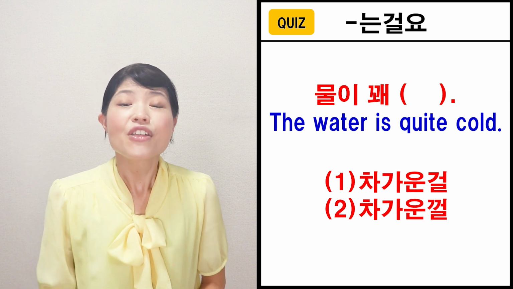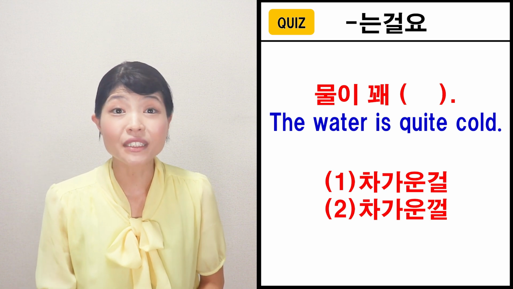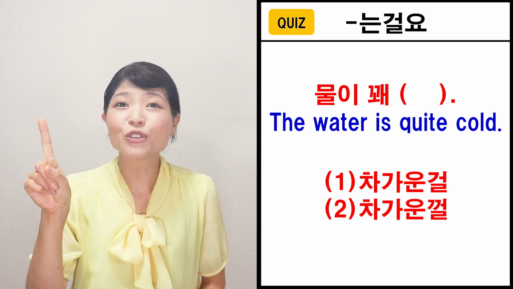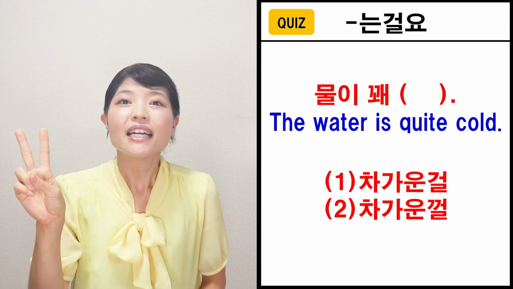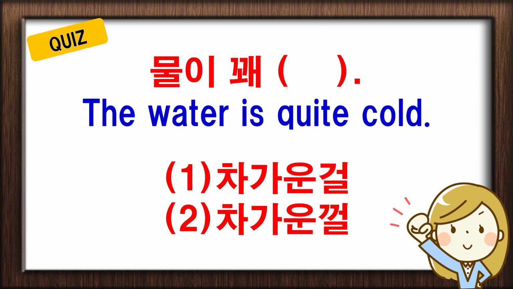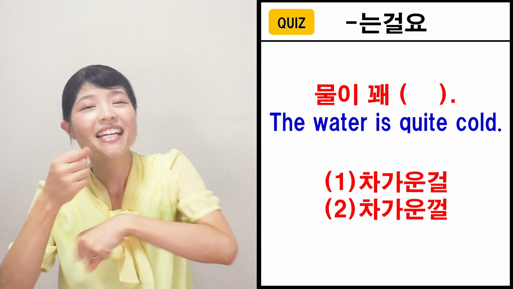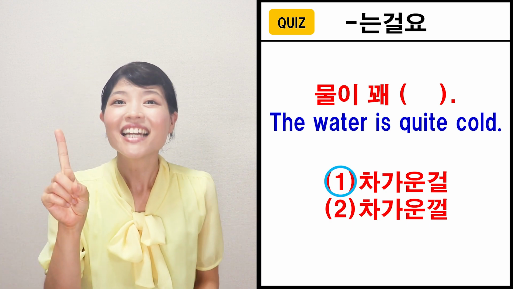물이 꽤. The water is quite cold. Number 1, 차가운 걸. Number 2, 차가운 걸. The correct answer is number 1.